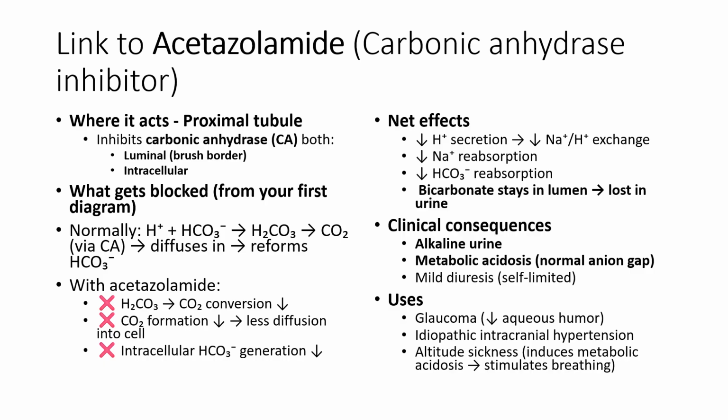Like in the previous slides, I told you how acetazolamide acts on the PCT, the proximal convoluted tubule part of acid and base handling. What it does is that it inhibits carbonic anhydrase, both the luminal one and the intracellular one. So basically what was happening is that the H plus that was being excreted used to combine with bicarbonate in the tubular fluid, leading to formation of H2CO3, which used to convert to CO2, and that used to diffuse in and be used for recycling of bicarbonate.